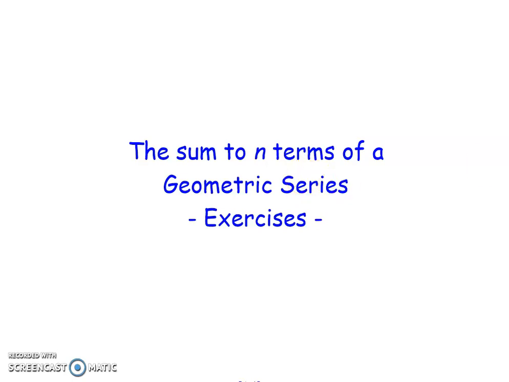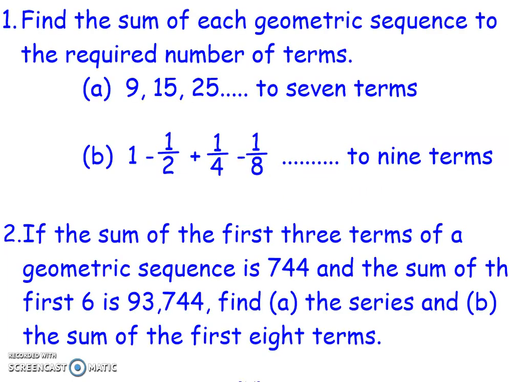So here you go. The first question is finding the sum of each geometric sequence to a required number of terms. In the second question, I'm giving you the sum of the first 3 terms and the first 6 terms of a sequence. I want you to find, firstly, the series, so what it looks like, and then the sum of the first 8 terms. So have a crack at the two of them, come back and check your work.